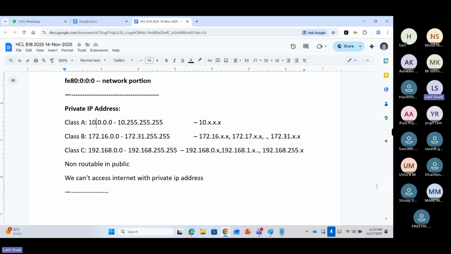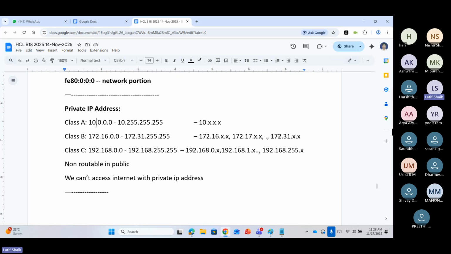And Class C: 192.168.0.0 to 192.168.255, so a total of 256 networks from Class C. From the 192.168.0 network to the 192.168.255 network, these are all network ranges belonging to the private range only.